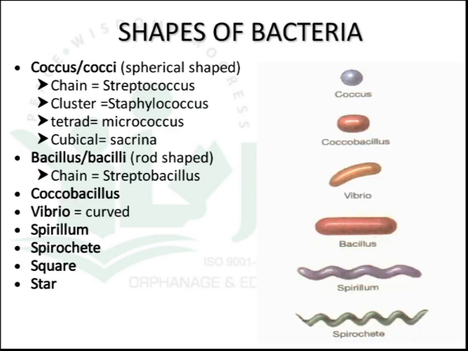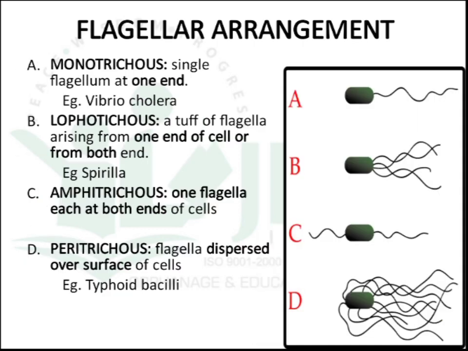So coming to the different shapes of bacteria, which we have already discussed in unit 1, microorganisms can be classified according to their shape like coccus, bacillus, coccobacillus, vibrio, spirillum, spirochete, sarcina, and star. Now according to the flagellar arrangement, microorganisms can be classified as monotrichous, lophotrichous, amphitrichous, and peritrichous.